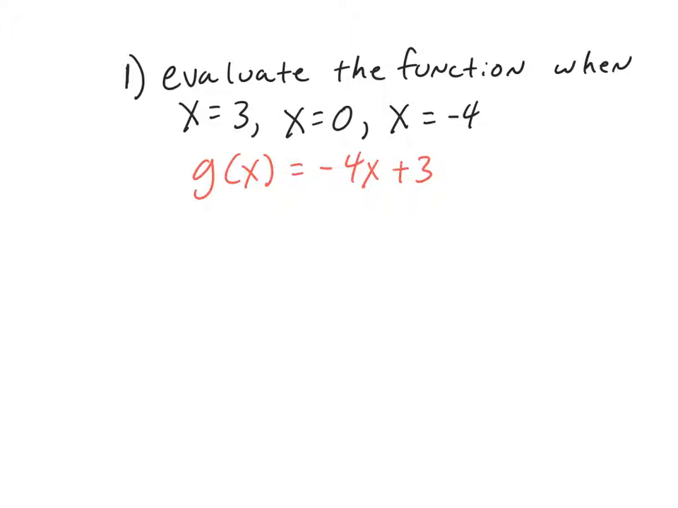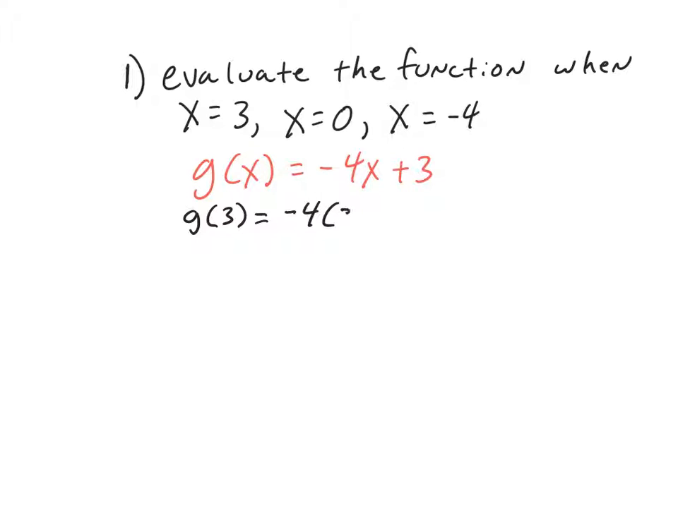These are the bellwork answers for Tuesday, November 28th. On number 1, it says evaluate the function when x is equal to 3, x is equal to 0, and x is equal to negative 4. So we'll start when x is equal to 3. All we have to do is substitute in a 3 wherever we see an x.